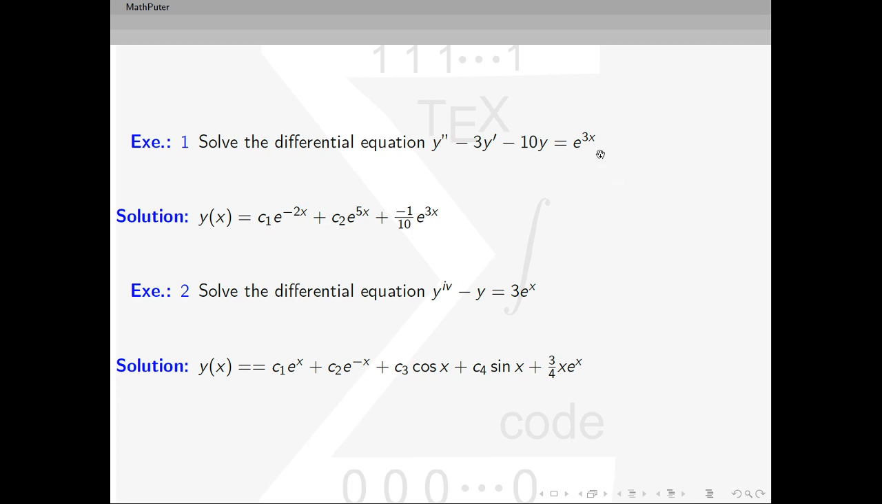In the next lecture, we shall discuss when the right hand side is a trigonometric function or a polynomial function.